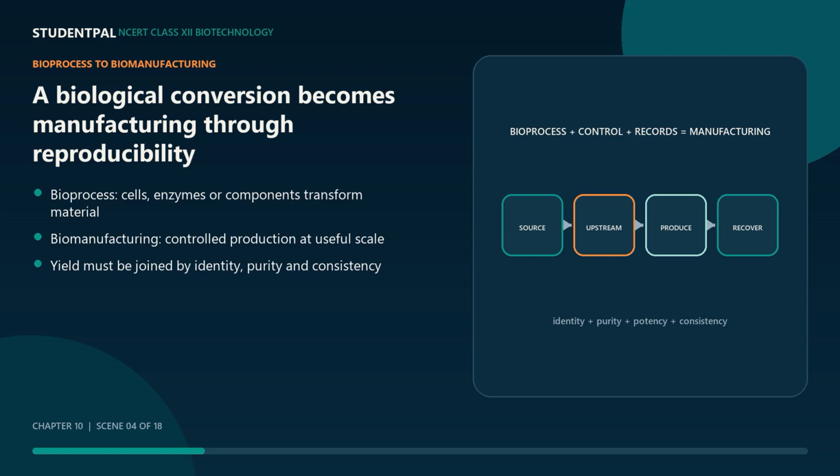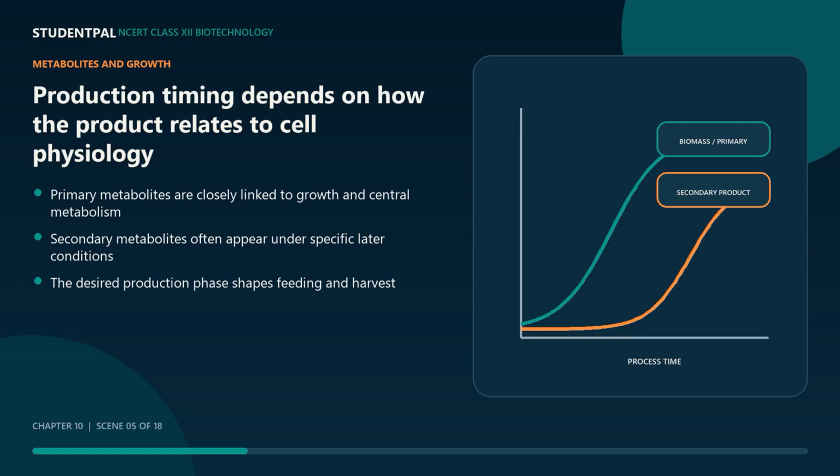Primary metabolites are closely associated with essential growth and central metabolism. Their production often rises while cells are actively growing, although the exact pattern depends on organism and conditions. Secondary metabolites perform specialized ecological roles and are frequently produced after rapid growth slows or under particular environmental signals. Antibiotic production is a familiar example, but students should avoid treating every product as following one universal curve.